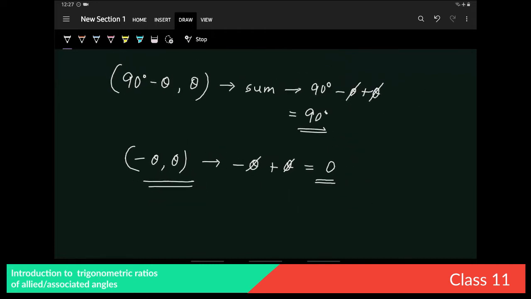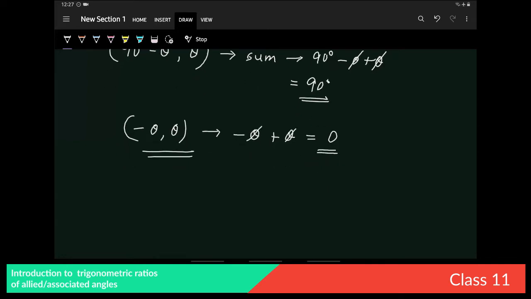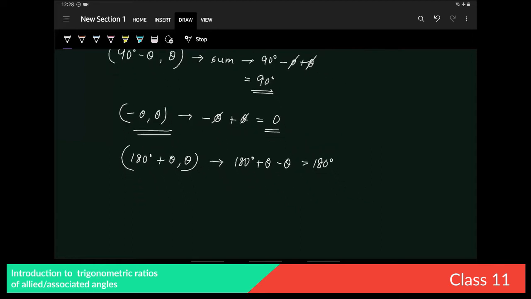Okay. So we have learned some of the specific examples and then the examples based on the theoretical part. Another example you can take is 180 degrees plus theta and theta. These two angles are also allied angles because this time their difference, that is 180 degrees plus theta minus theta, is giving me 180 degrees, which is a multiple of 90 degrees. Okay, so these are allied angles.